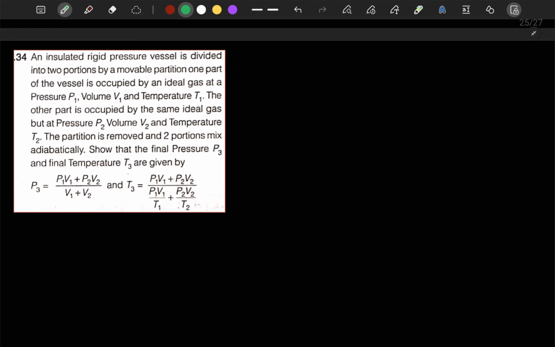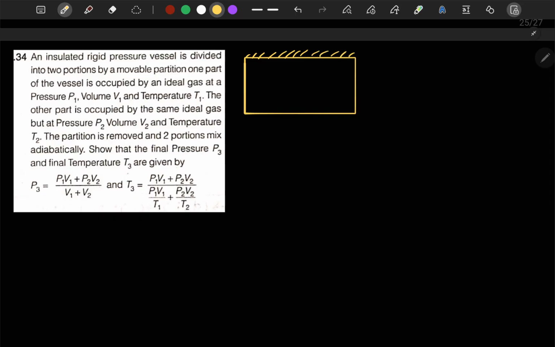Question number 34 mentions that an insulated rigid pressure vessel is divided into two portions by a movable partition. One part of the vessel is... okay, so first of all it is insulated. Second, it is rigid. Now it is mentioned that there is a movable partition. Okay, so let's say this is a movable partition.